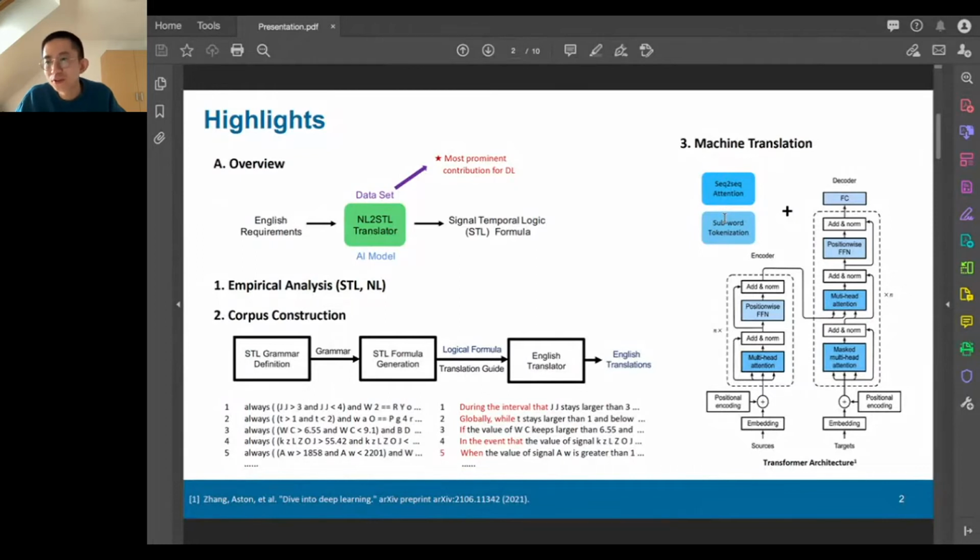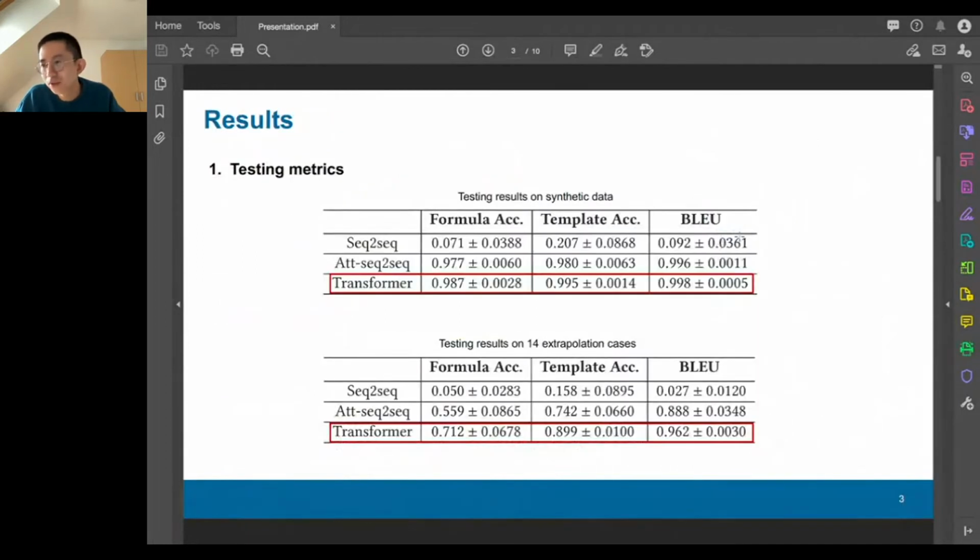This slide shows the testing metrics of the translator. We firstly tested the three models on synthetic data. We found that for attention model and the transformer, they can achieve very good accuracy, with transformer performing a little bit better. However, when we did extrapolation tests in real examples, the translation accuracies of all models dropped considerably. So despite the loss of performance, we can say transformer still does the best job.